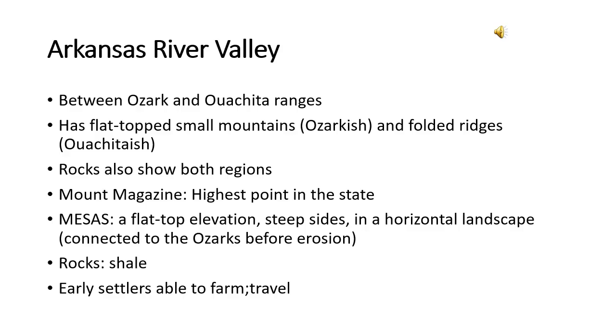There are also mesas in the Arkansas River Valley, which a mesa is a flat-topped elevation with steep sides in a horizontal landscape. So basically, those mesas were connected to the Ozarks before erosion. The rocks in the Arkansas River Valley are shale, and the early settlers were able to farm and travel thanks to the river and thanks to the abundance of good fertile soil around the river.